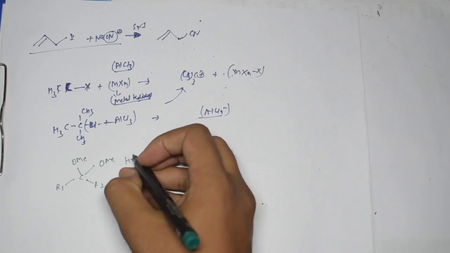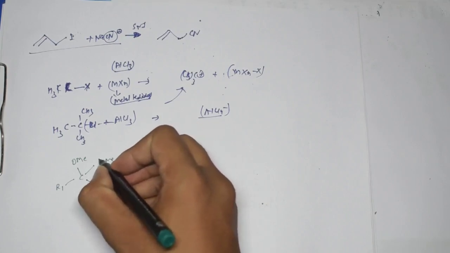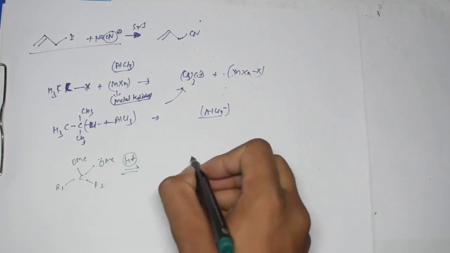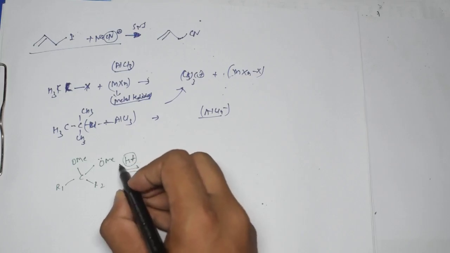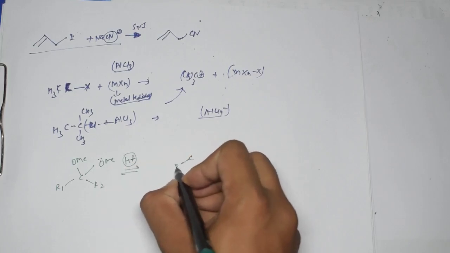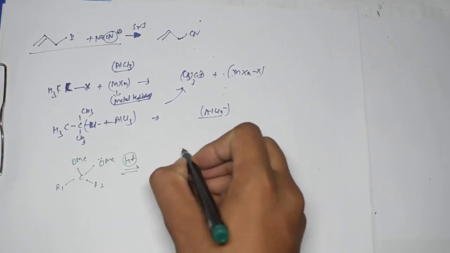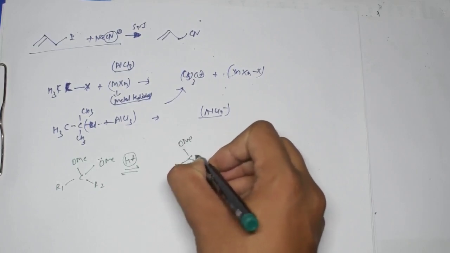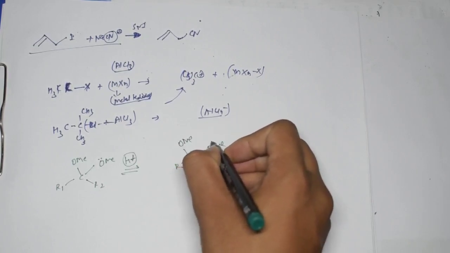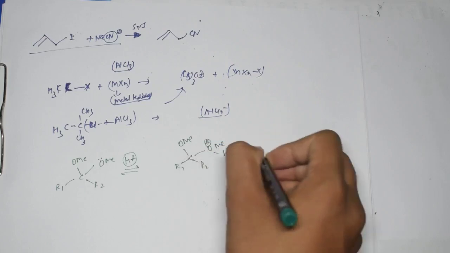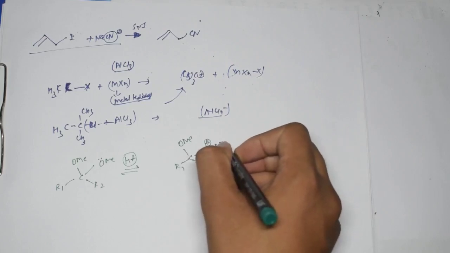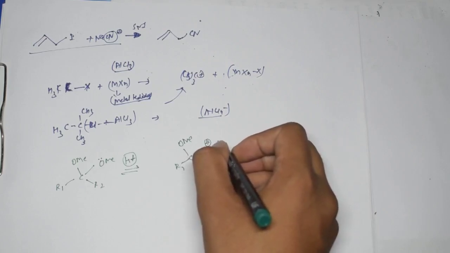After the protonation, we already know that this H plus will be attracted by this one, and the formation of something like this will take place. Here we will have this OMe, and this OMe, and H, and this positive charge will come on this one, right? Like this, we will have something like this.